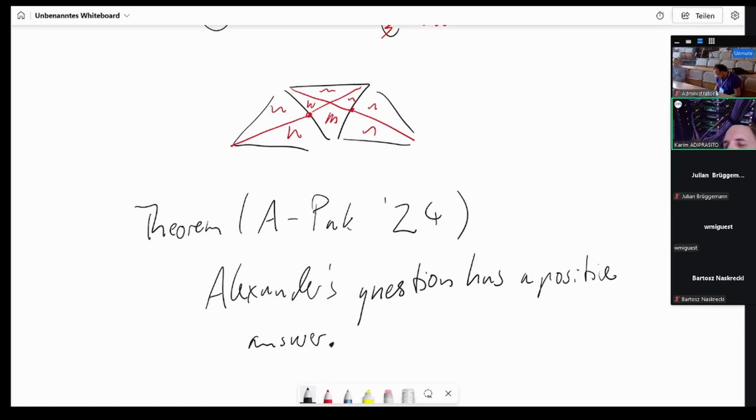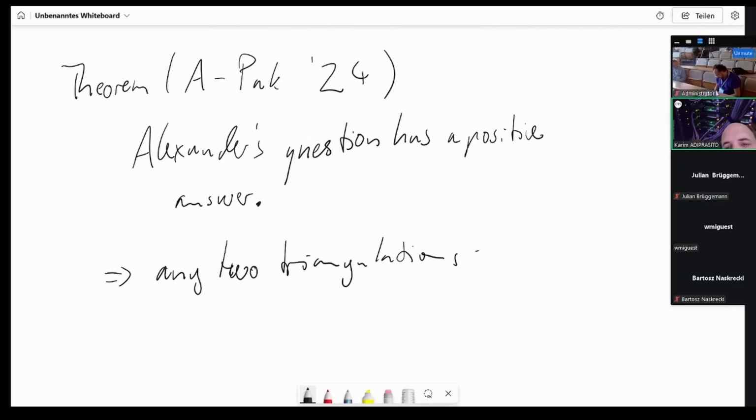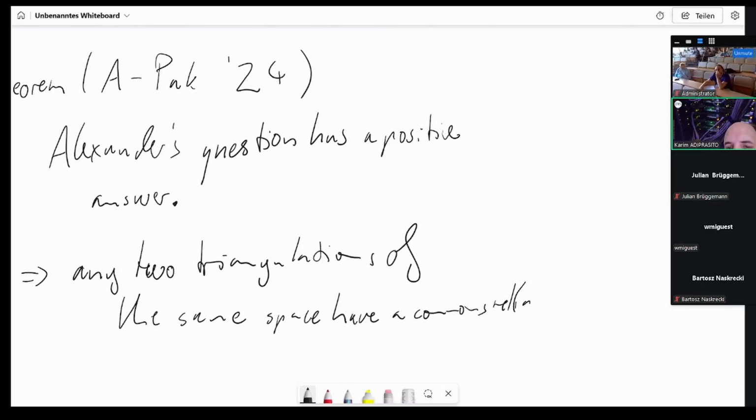So in other words, yes, we can reshuffle the moves. In other words, any two triangulations of the same space, so for instance, a PL disk of the same dimension, have a common stellar subdivision.